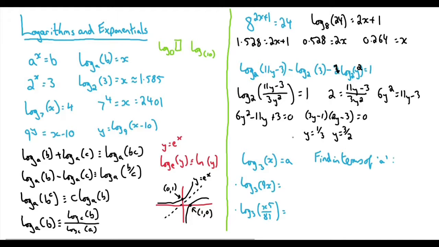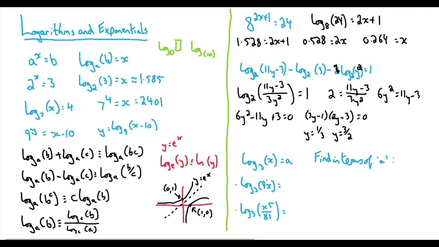What if, though, instead of having a value at the end, we just have another algebraic letter, and instead we're just going to be rewriting some expressions in terms of that letter. So we have that log base 3 of x equals a. Now find in terms of a, first of all, log base 3 of 9x, and then log base 3 of x to the power 5 over 81.